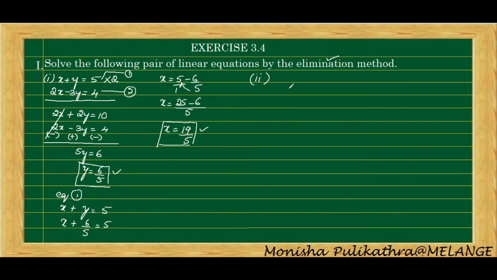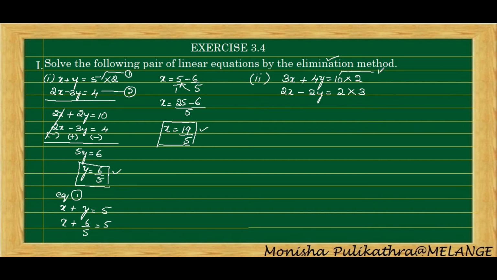The second problem is 3x plus 4y is equal to 10 and 2x minus 2y is equal to 2. Okay, 3x plus 4y is equal to 10, 2x minus 2y is equal to 2. Here also x and y terms are different, so I will be multiplying the first term of the first equation to the second term and the first term of the second equation to the first equation.